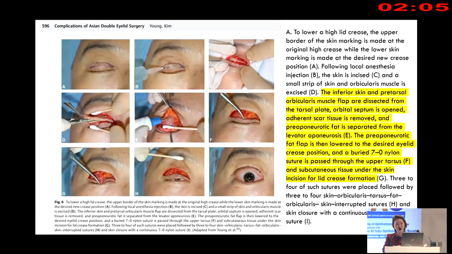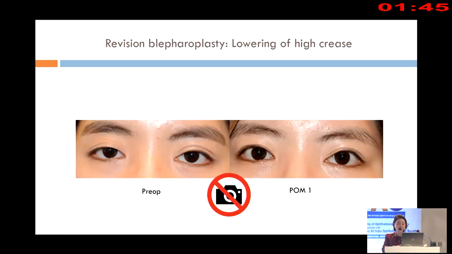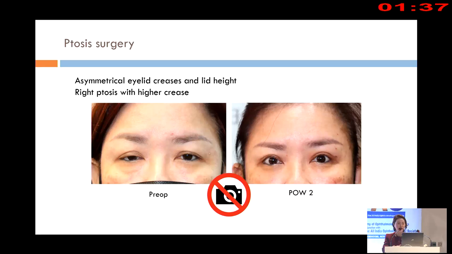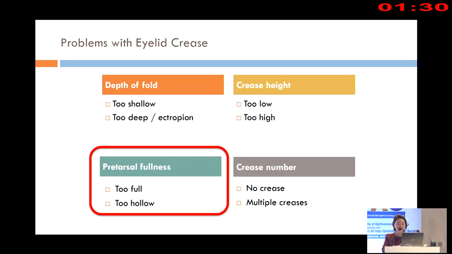In revision blepharoplasty, the steps are pretty much the same, but what's important is that the inferior skin and pretarsal orbicularis are dissected from the tarsal plate. The septum is opened, the scar tissue is removed, and then the preaponeurotic fat pad flap is lowered to the desired crease position and sutured and secured with 7/0 nylon. So this patient wanted her crease lowered, a very natural low crease, and so she underwent revision surgery. Or you can just perform a ptosis surgery. If the high crease is due to ptosis, that addresses the high crease and ptosis as well.